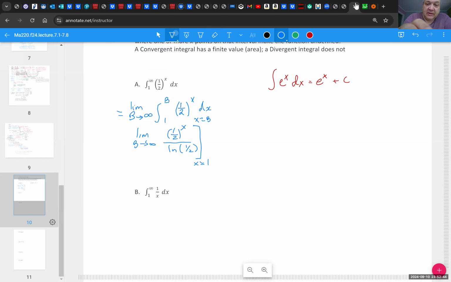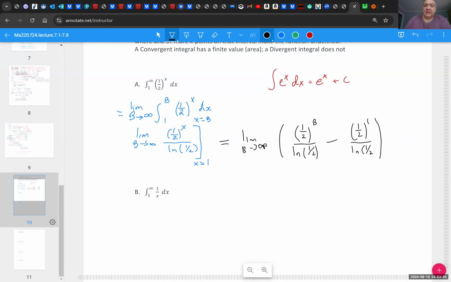All right, so let's see what we get from here. I have my limit, I have this integral. I have to plug in the top limit and the bottom limit and subtract. So when I plug in the top limit, that's b, I get 1/2 to the b divided by ln of 1/2. Don't get scared of ln of 1/2. ln 1/2 is just a number. You know, plug it into a calculator, it gives you a number. And then minus when I plug in 1. So 1/2 to the 1 over ln of 1/2.